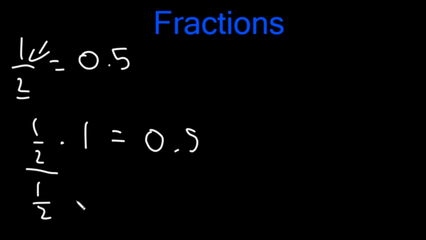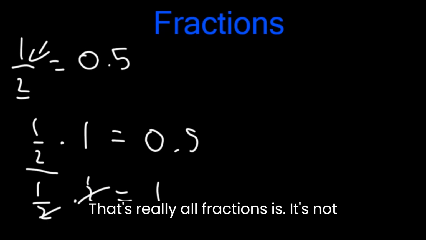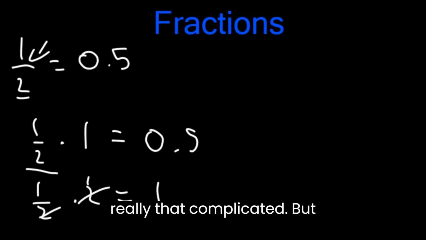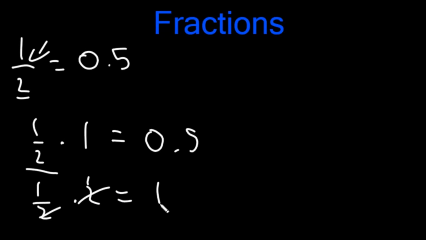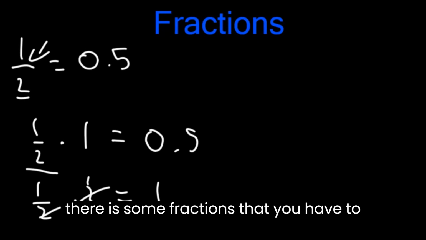Let's say we have half of 2 cookies. So this is 1. So we have 1 cookie. That's really all fractions is. It's not really that complicated. But there is some fractions that you're going to have to memorize.